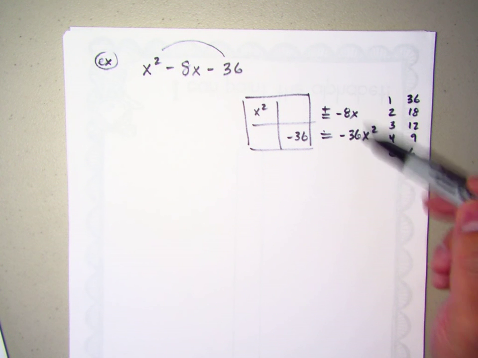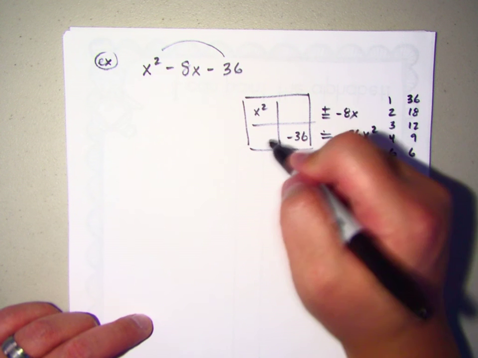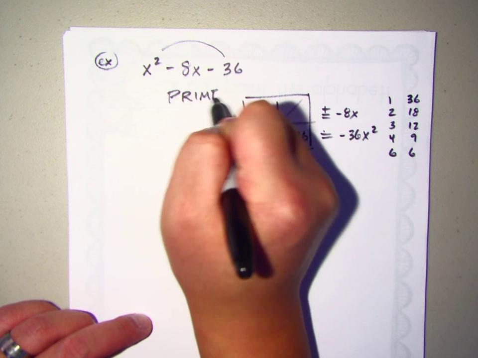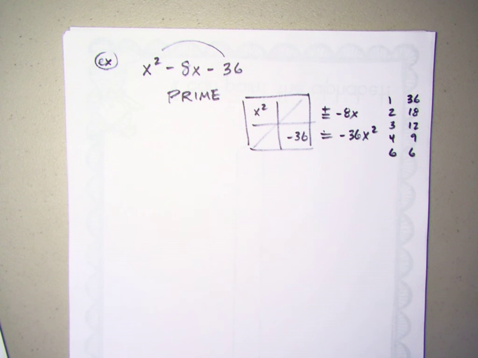Nothing goes into this, right? We call this prime. There are no two factors, no two binomials that will divide evenly into this other than one and itself. Okay, so that one's prime.